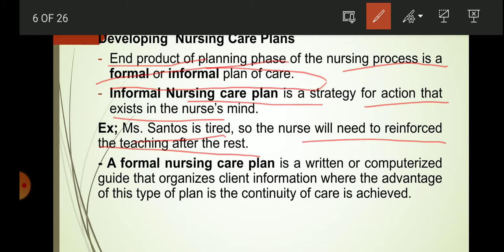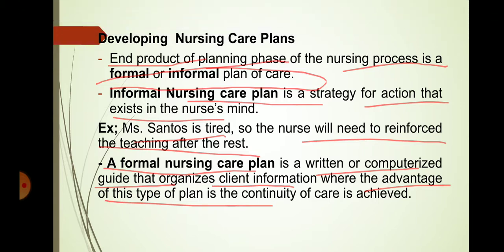Now let's talk about a formal nursing care plan. It is a written or computerized guide that organizes client information, where the advantage of this type of plan is that continuity of care is achieved. So a formal NCP usually is a written one, okay?